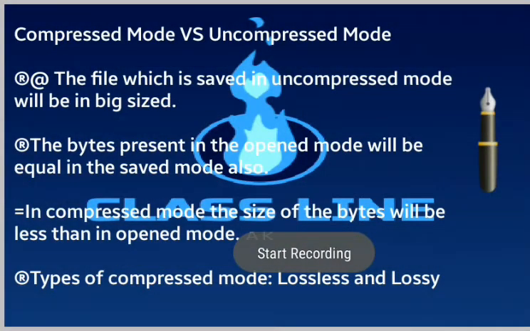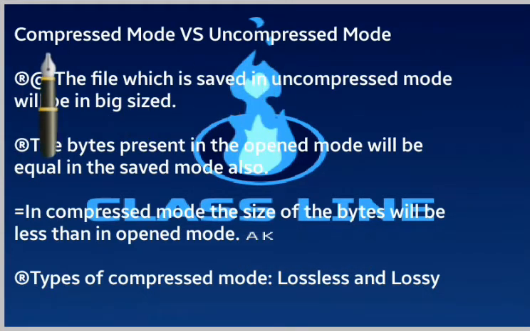Compressed mode versus uncompressed mode. The file which is saved in uncompressed mode will be big in size. The bytes present in the open mode will be equal in the saved mode also. In compressed mode, the size of the bytes will be less than in open mode. The types of compressed mode are lossless and lossy compression.